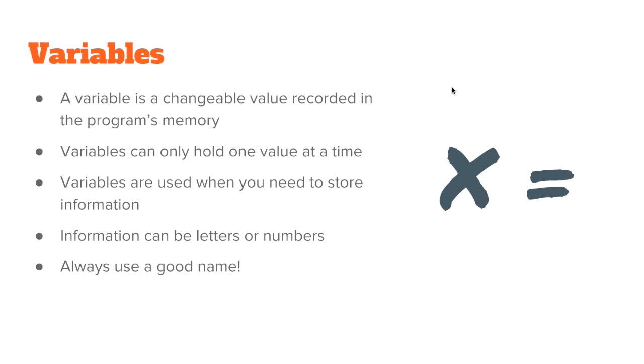A variable is a changeable value recorded in the program's menu. Similar to how X is used in algebra to represent your unknown, a variable is used to represent information that can change. Variables can only hold one value at a time, though. Variables are used when you need to store information and use it later. That information can be letters or numbers or a combination. You always want to use a good name for your variable.